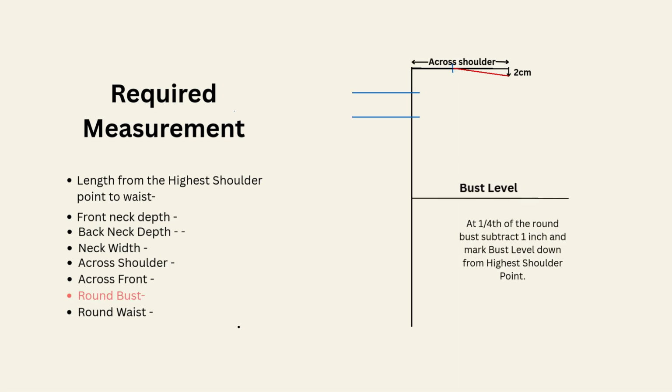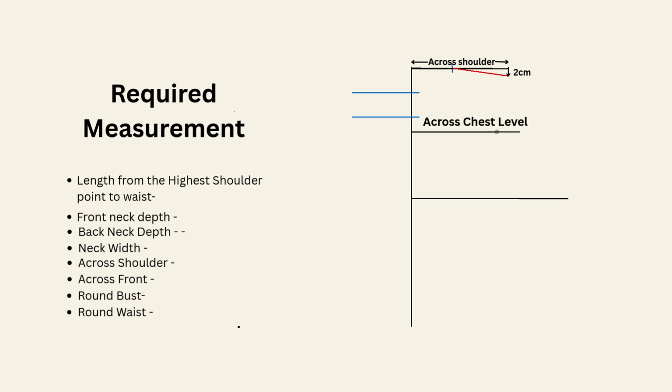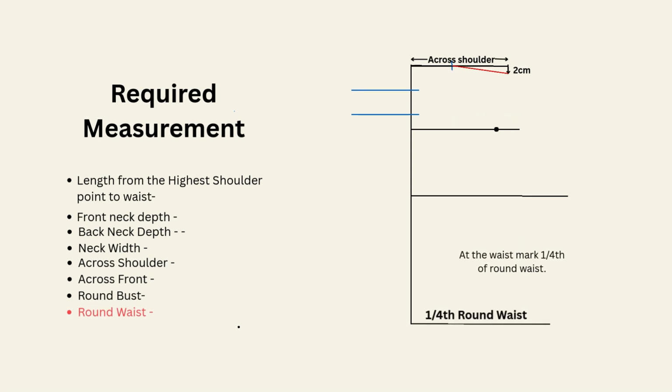Divide the round bust measurement by 4, then subtract 1 inch from it. This length is the bust level. Half of the distance between the shoulder point and bust level is where we are going to make the across chest level. Make a point at half of the across chest measurement.